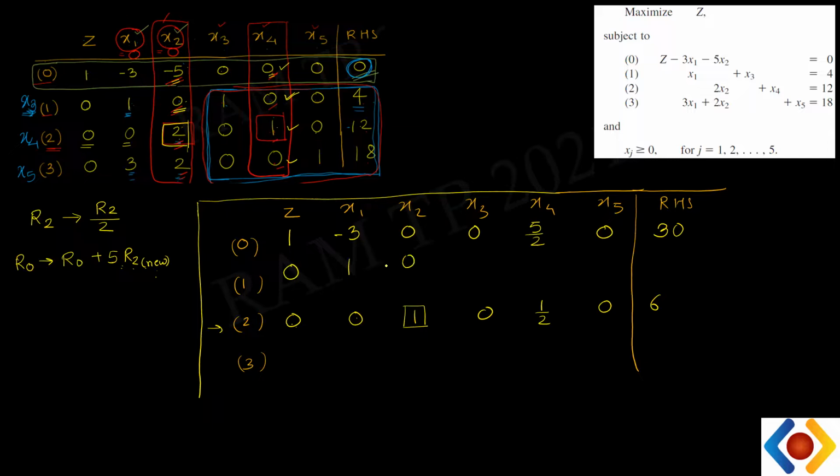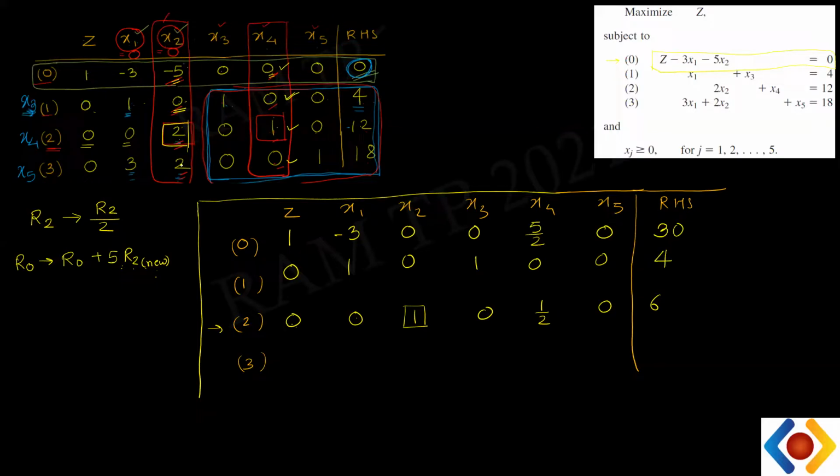Sir, how do we know that the value of z is 30 for this? The first equation is for z. The 0th equation is for z. Yes, sir, I got it because x1 and x4 are 0. Correct. Okay. So 0, 1, 0, 0, 1, 0, 1, 0, 0, 1, 0, 0, and on the right hand side we have 4.